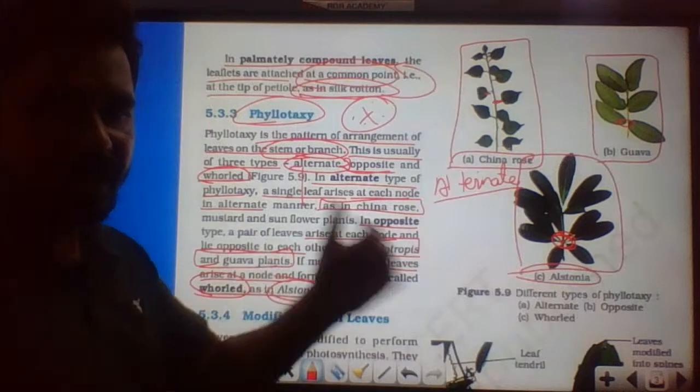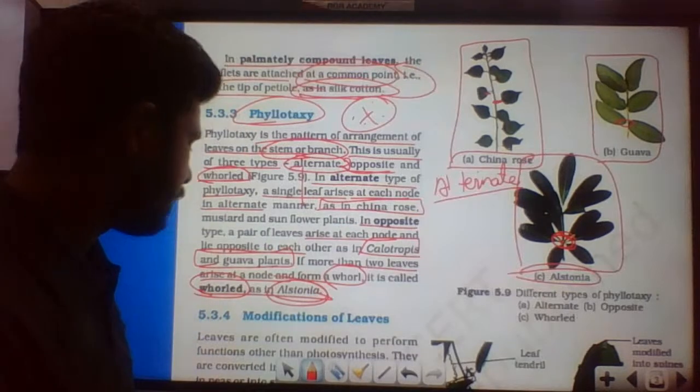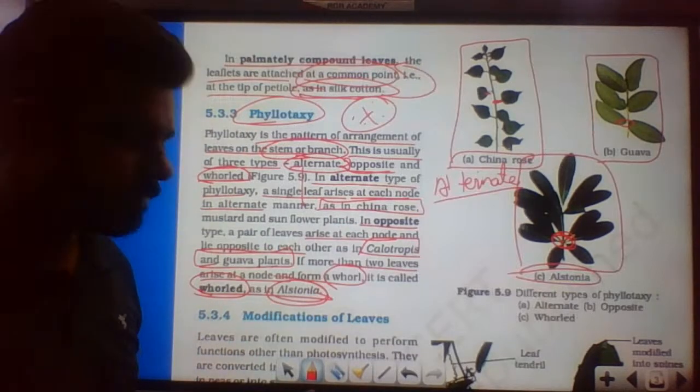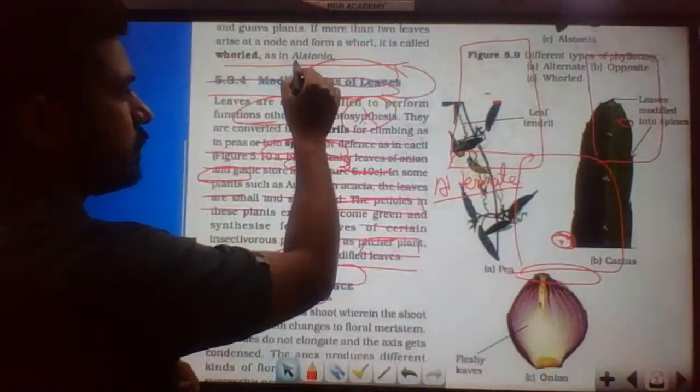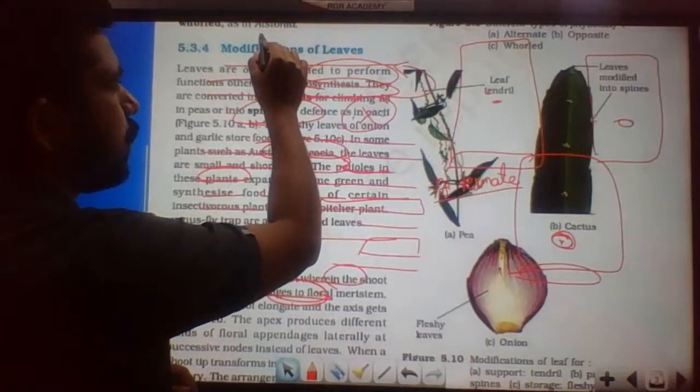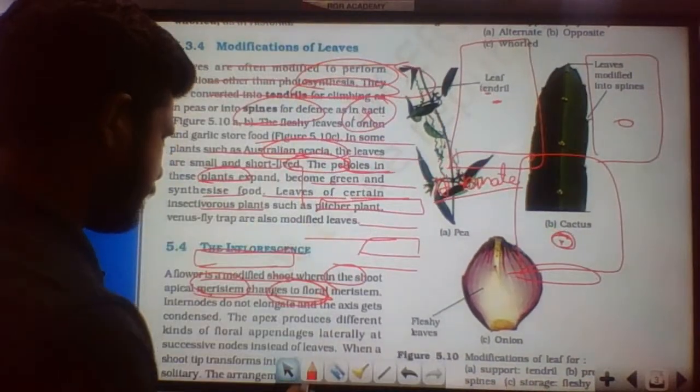Let's move into the next one, that is modification of leaf. Here also there is a chance of questions being asked. Let me discuss one by one what modifications take place.